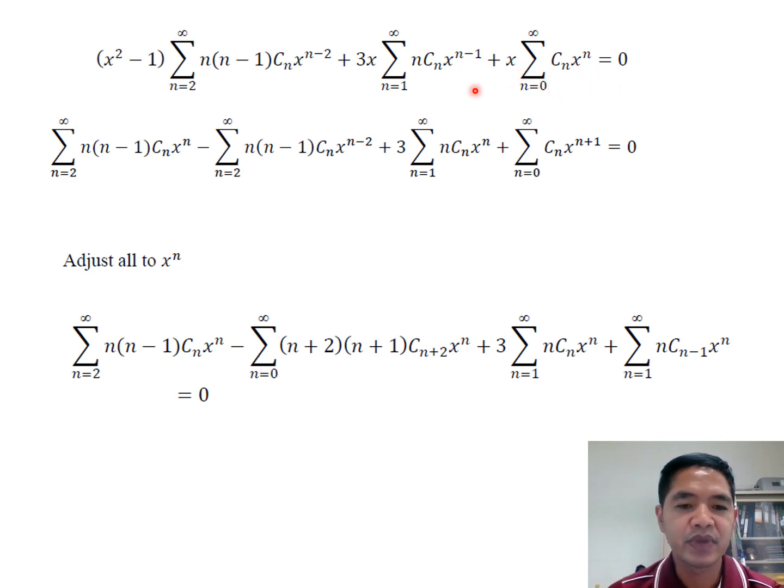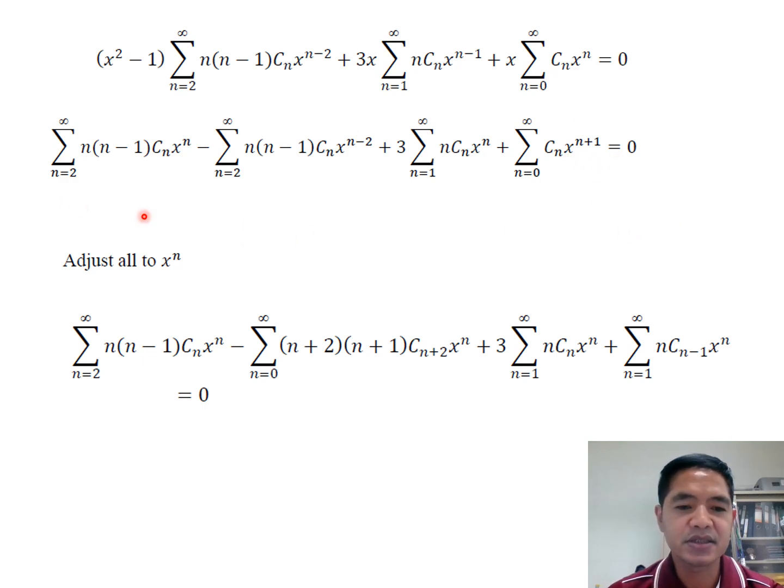Okay, and then you get this form. When you multiply x squared into here, you get x to the n, right? And the minus sign stays with the other term, keeping the same form. Plus 3x: you have x times x to the n minus 1, so we get x to the n. And x here gives you x to the n plus 1.